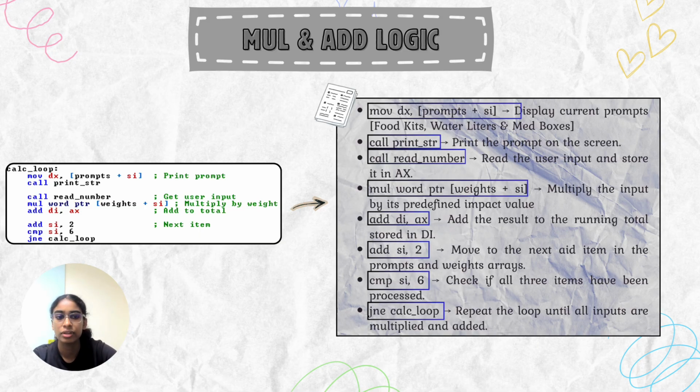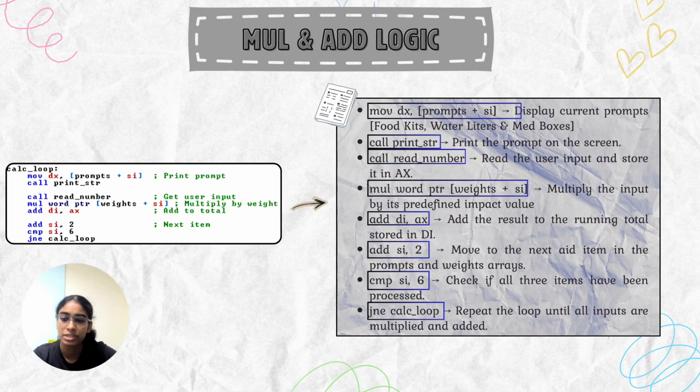And the result is added to the running total in the data register with the add instruction, or addition instruction. The source index is then incremented to move to the next item, and the loop continues until all 3 items have been processed. This way, we don't have to do any manual calculation. This program calculates the total impact value for us automatically.